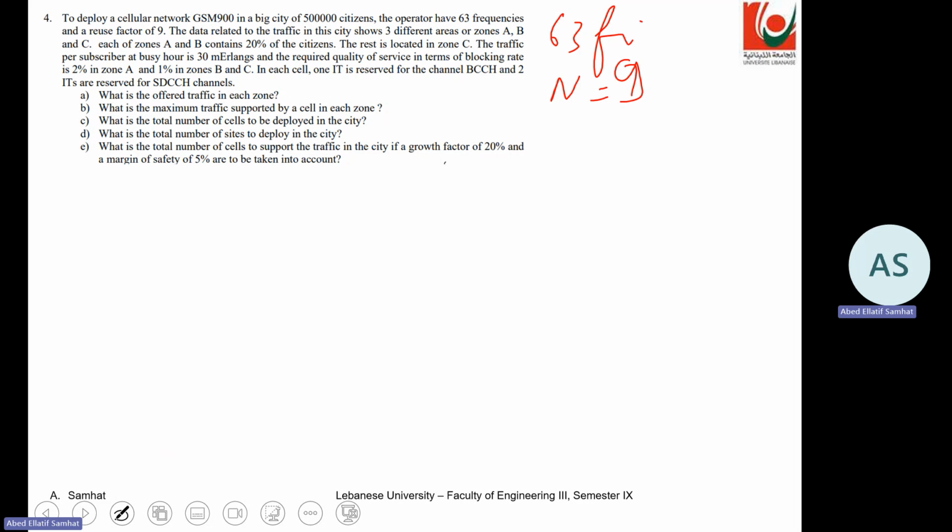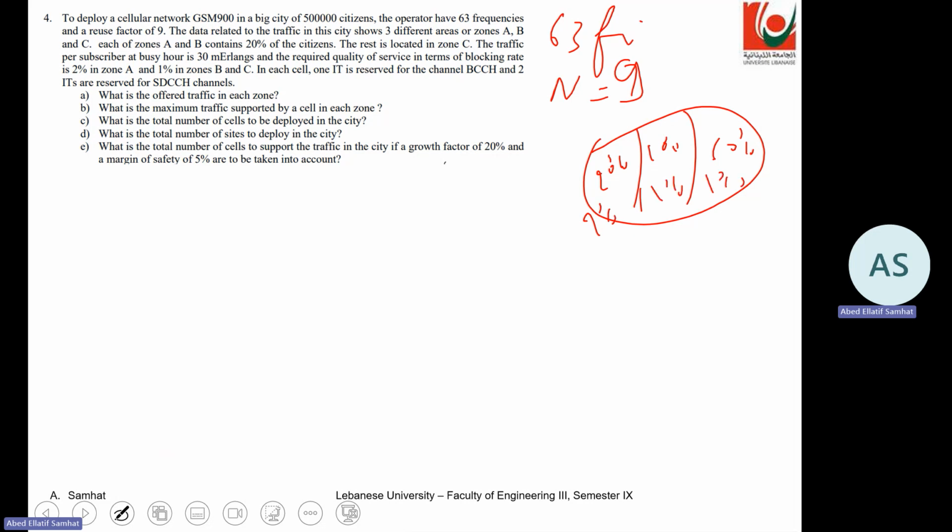And the data related to the traffic. In the environment of this operator, they detected 3 different zones: zone A, zone B, and zone C. A and B each have 20% of the citizens and 60% are in zone C. And the required quality of service in terms of blocking rate: in zone A, we accept 2% as a blocking rate, but it should be 1% in zone B and 1% in zone C.